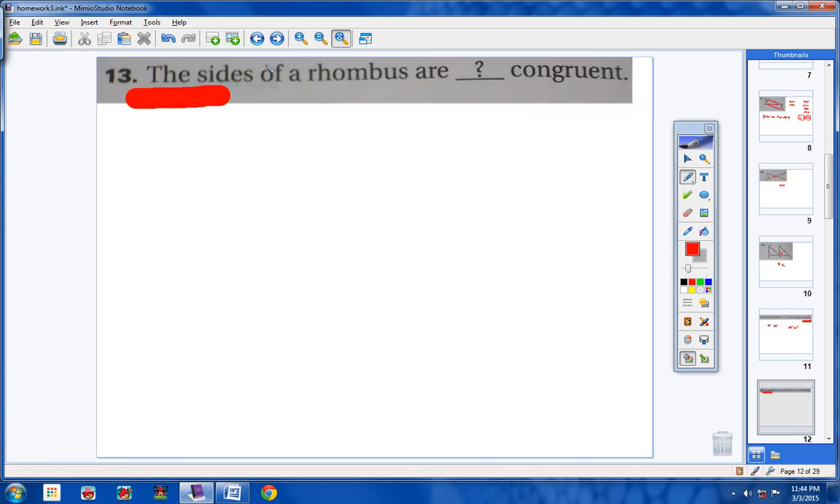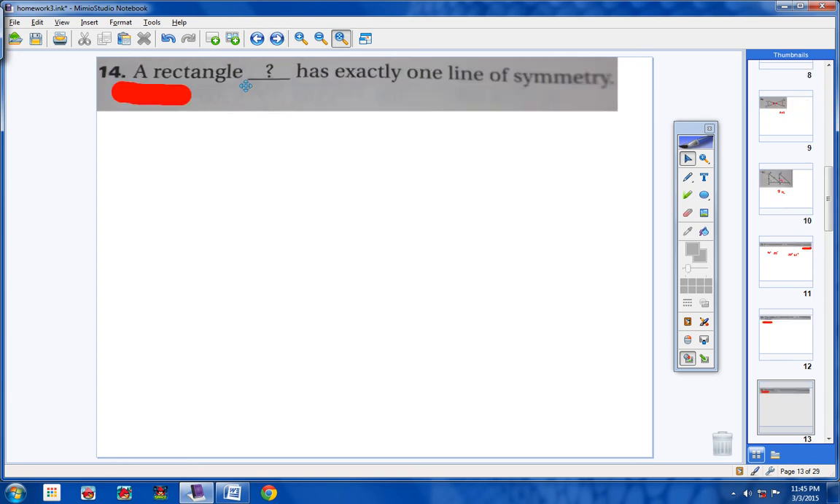All right, number 13. The sides of a rhombus are always congruent. Guys, that's the definition of a rhombus. The definition of a rhombus is a parallelogram that has all four sides congruent. So yes, that is always true. Always. All right, number 14. A rectangle has exactly one line of symmetry. Now, let's just think about that, okay?